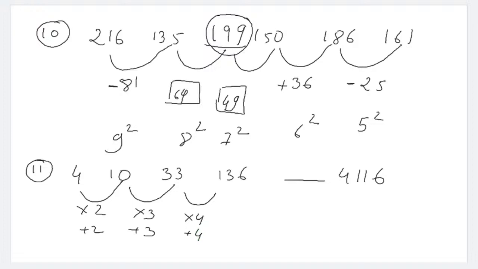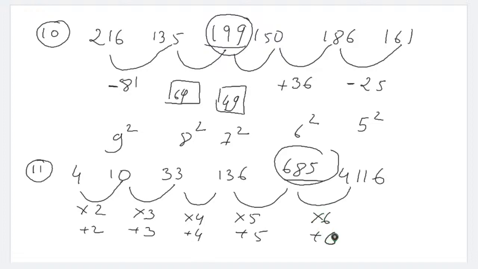Now, even if you don't know the pattern, we can now write the pattern. How is it? See, into 2 plus 2, into 3 plus 3, into 4 plus 4. So, into 5 plus 5. So, what will be the answer? If you multiply 136 into 5, you get 680. 680 plus 5 is 685. If you want to cross check it, you can just multiply into 6 plus 6. You will get the 4116.